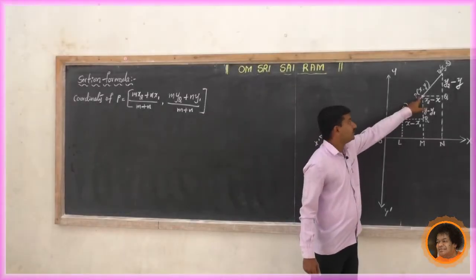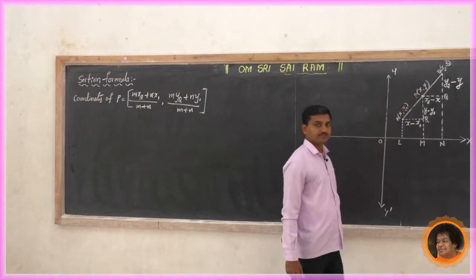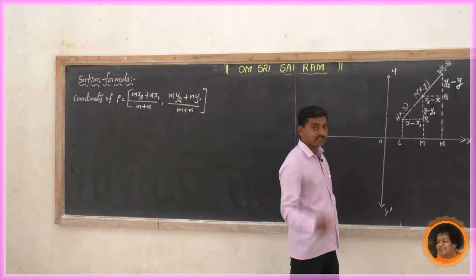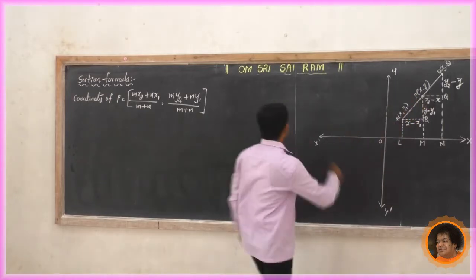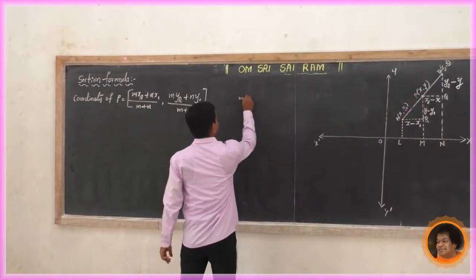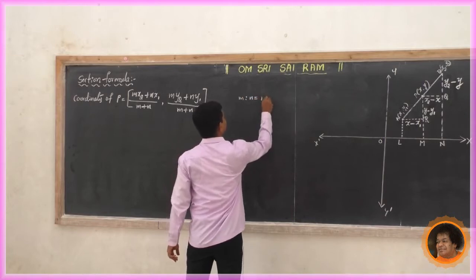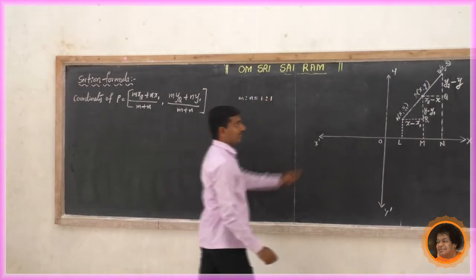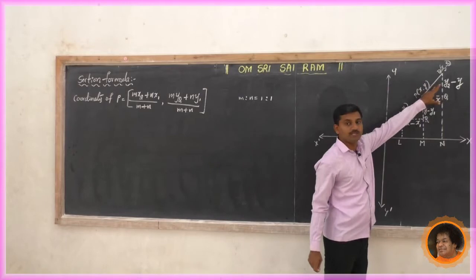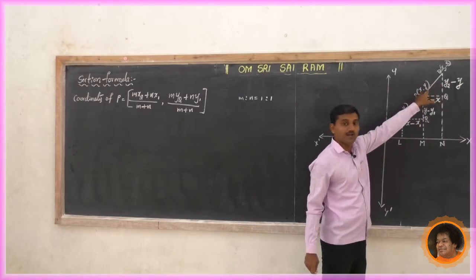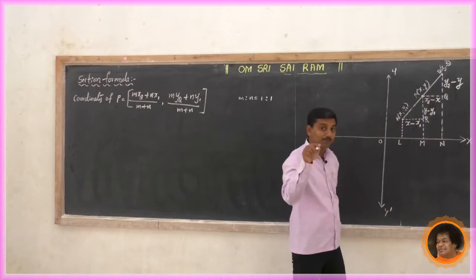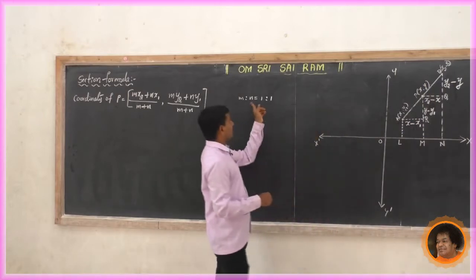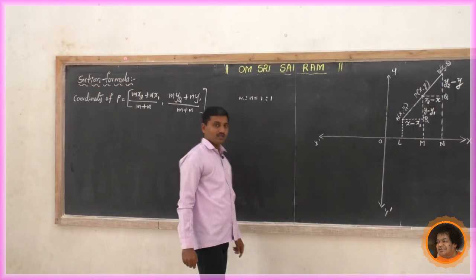Suppose P is a midpoint of AB. Listen carefully. Suppose P is a midpoint of AB. So the ratio m is to n equal to 1 is to 1. Why? Because AP equal to PB, or in other words, P is a midpoint of AB. So the ratio m is to n equal to 1 is to 1. Now what is the formula?